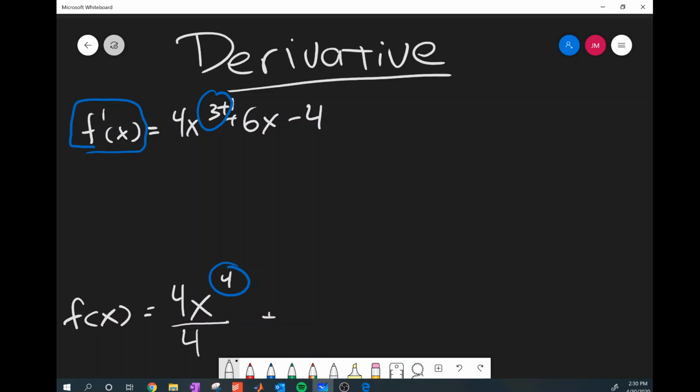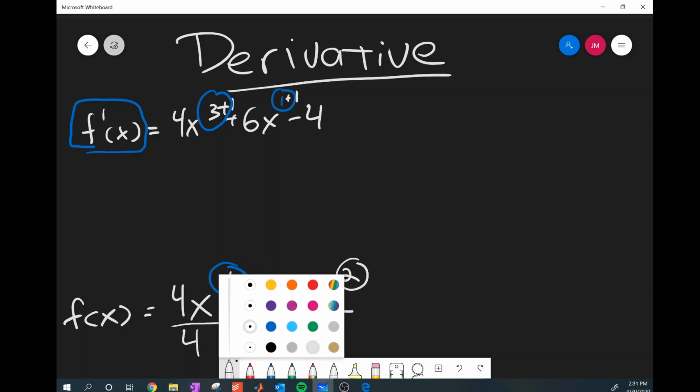So for the next one, we have a 6x. Remember, there's an invisible 1 here. So I'm going to add 1 to my invisible 1. And that's going to give me 6x squared. And again, I divide by my new exponent. So I'm going to divide by 2.